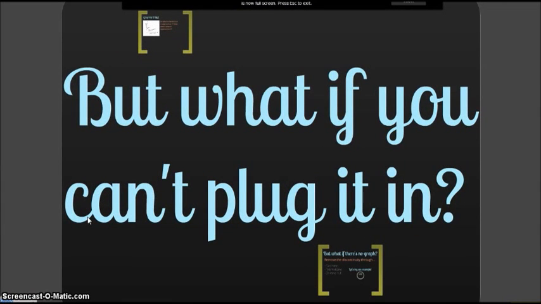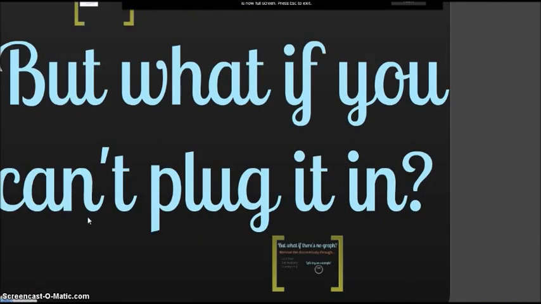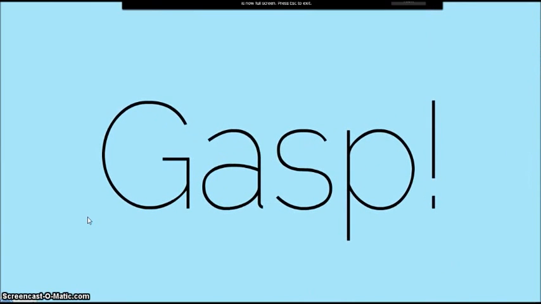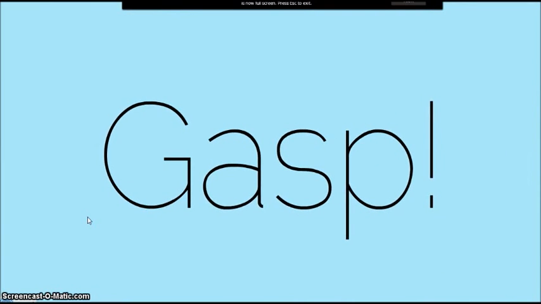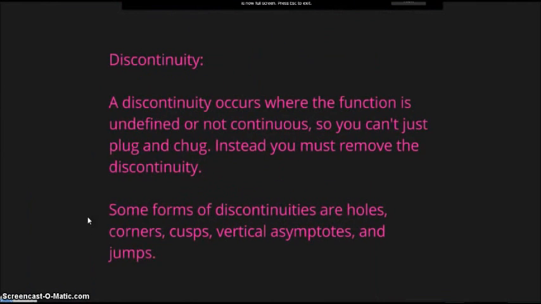But what if you can't plug it in? Discontinuity. A discontinuity occurs where the function is undefined or not continuous, so you can't just plug and chug. Instead, you must remove the discontinuity. Some forms of discontinuities are holes, corners, cusps, vertical asymptotes, and jumps.